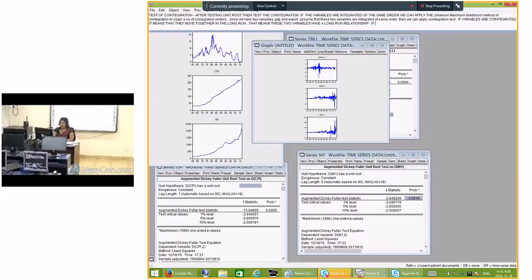Right, if there is a long run relationship, or they are co-integrated, we can specify the error correction model and estimate the model using the standard method and diagnostic tests.